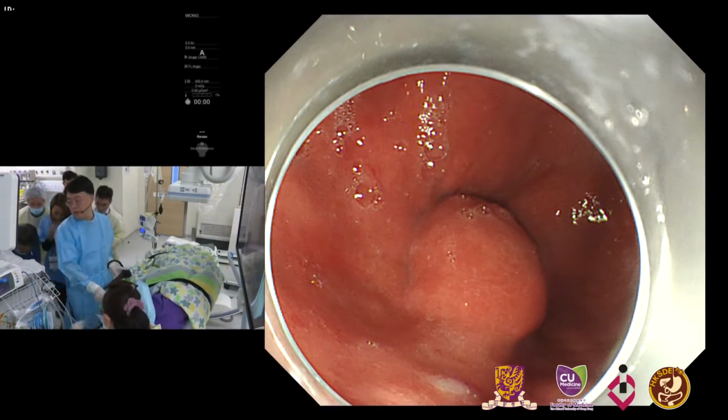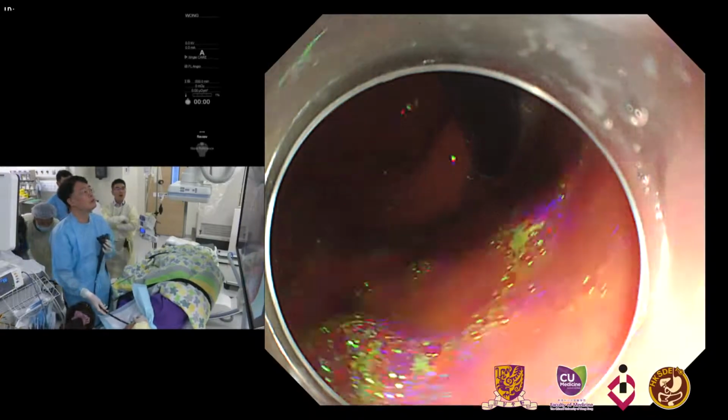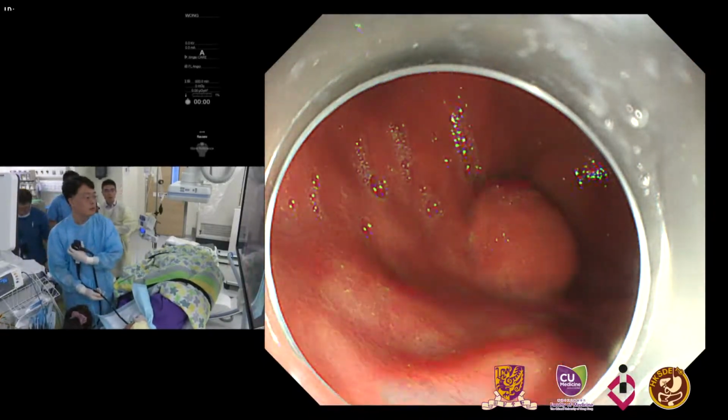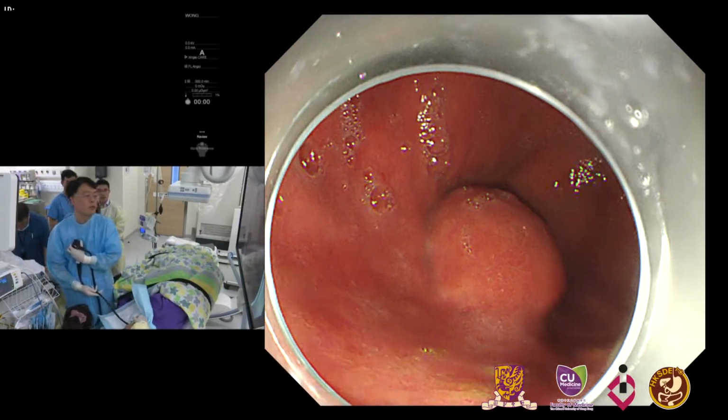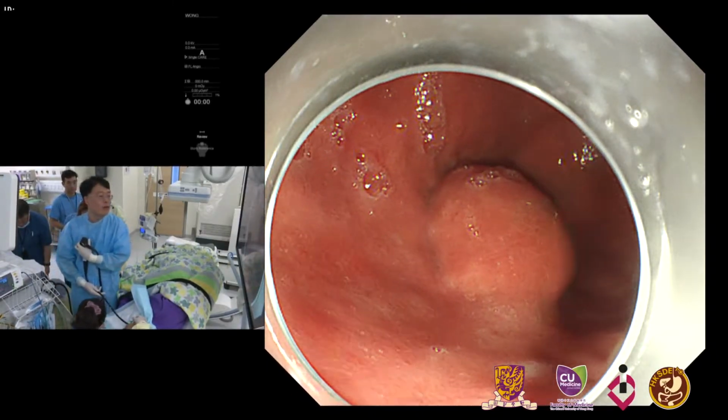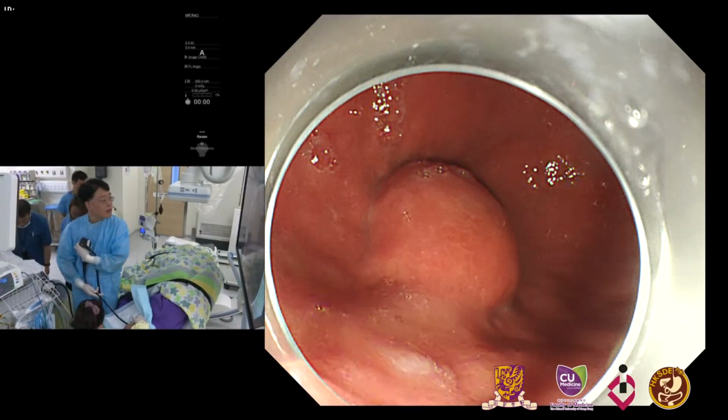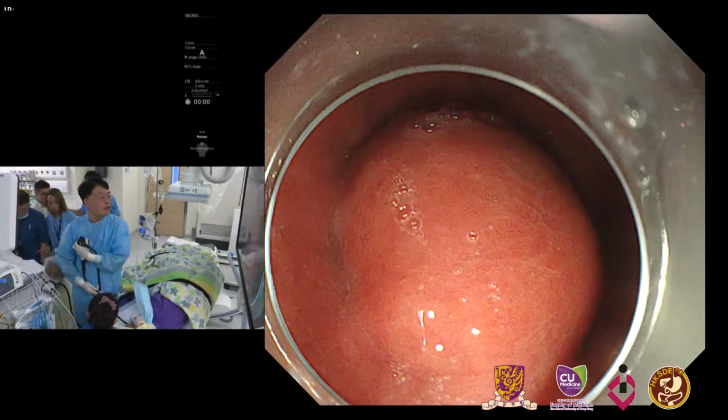So water jet, please. Is it a good position to do ESD? So I think yes, it's maybe ESD or a kind of tumor evacuation technique to remove the lesion. A technique something like ESD.